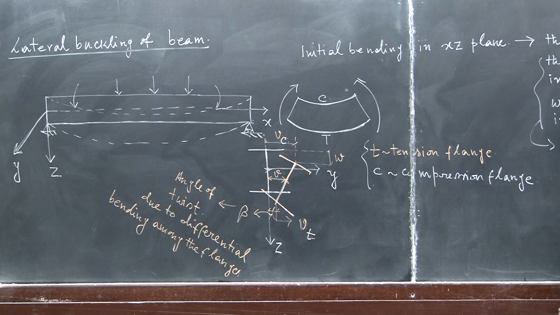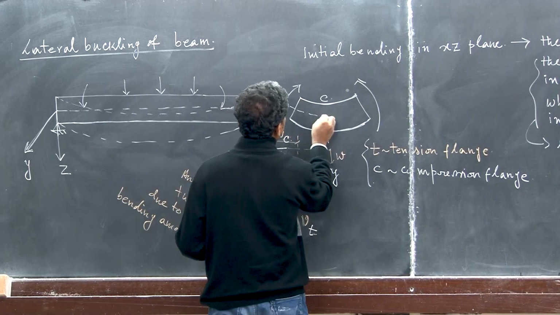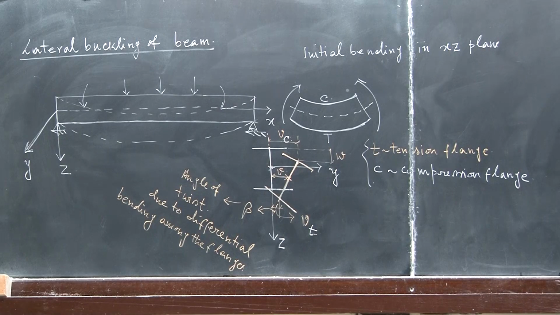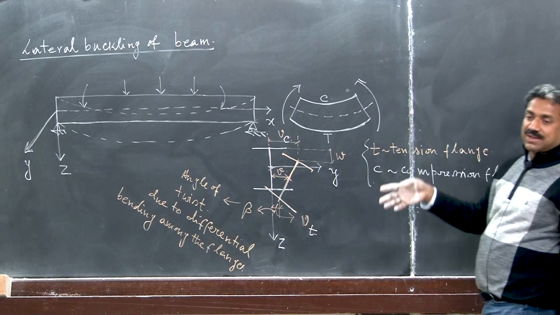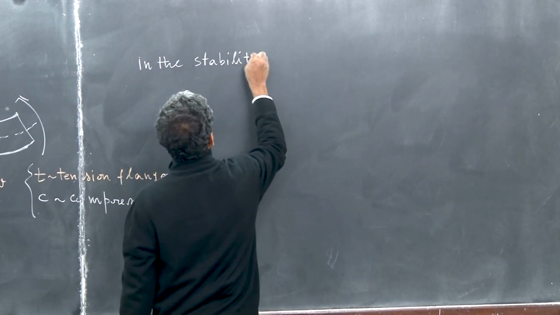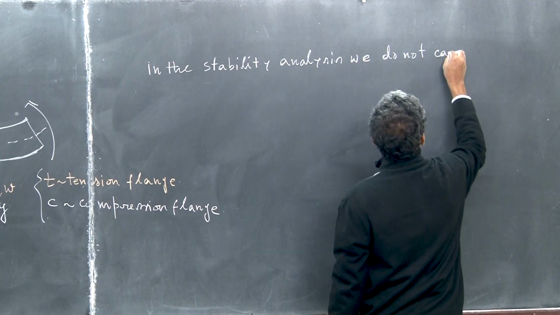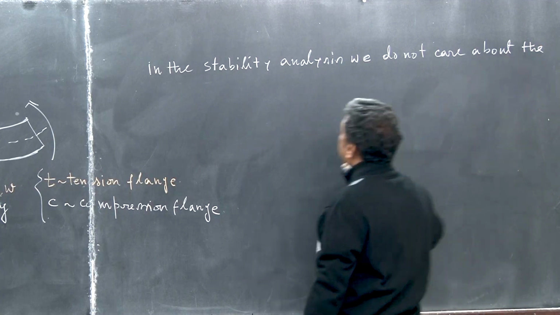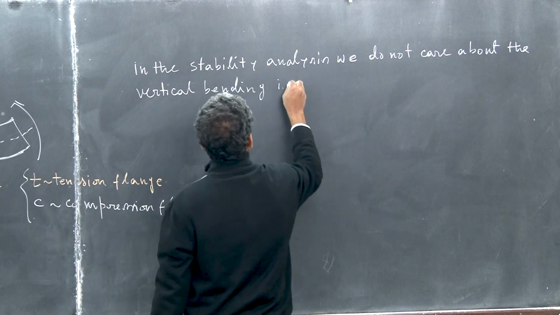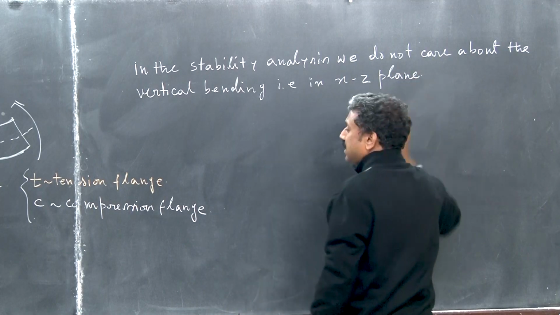So, in the analysis, what will we do? In the stability analysis, we do not care about the vertical bending, that is, the vertical bending in the xz plane.